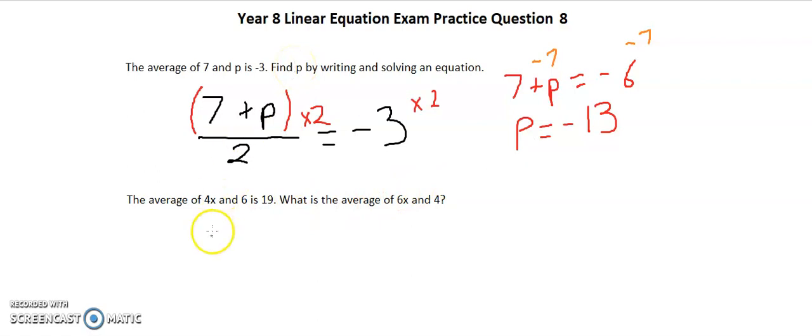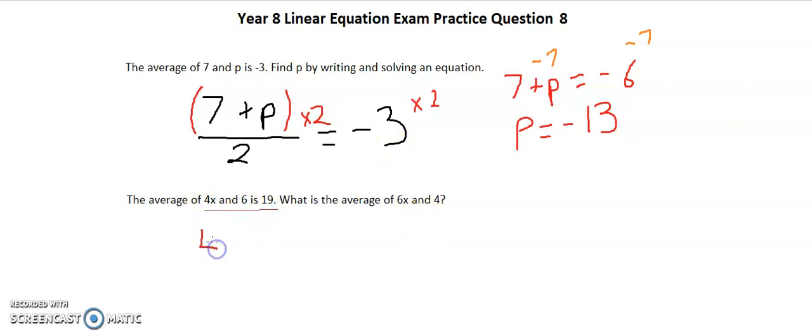Likewise with the second question, it says the average of 4x and 6 is 19, and we need to find the average of 6x and 4. To do that, we need to find the value for x. Otherwise, we are not able to solve that. So that means I'll look at this first part over here first, and then we'll go to the second part.